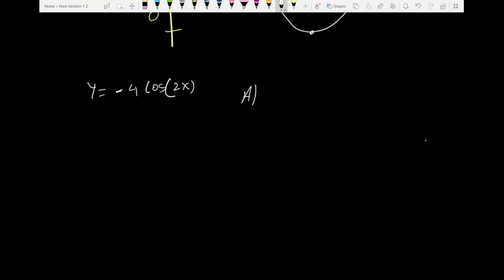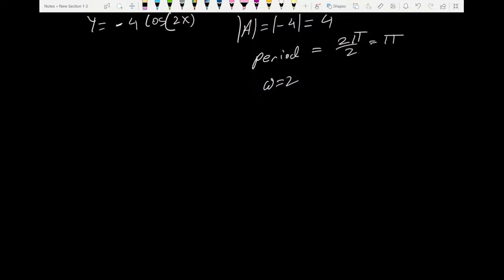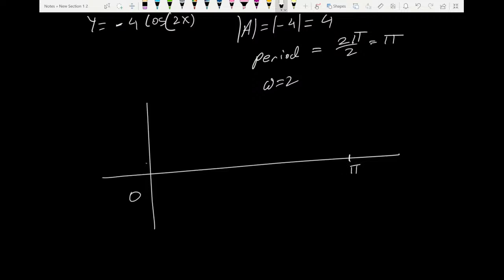What's the amplitude in this one? It's -4, so the absolute value, 4. What about the period? Omega is 2, so 2 pi over 2 gives you pi. So let's start from 0 to pi. 1, 2, 3, 4. So the first midpoint, between 0 and pi, is going to be pi over 2. The first quarter is going to be pi over 4. This one is going to be 3 pi over 4.